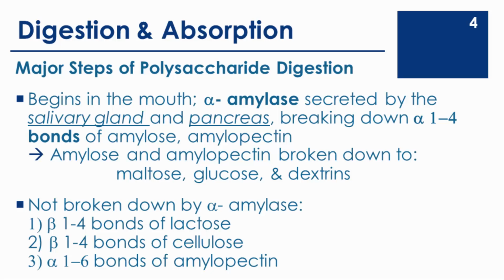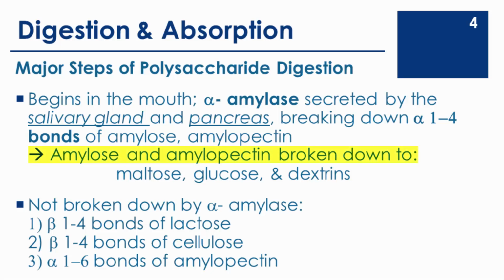The process of carbohydrate digestion of starch involves the mouth, the stomach, and small intestine. First, beginning in the mouth, we have salivary amylase, which breaks down the alpha-1,4 glycosidic bonds joining glucose units of the polysaccharides amylose and amylopectin.